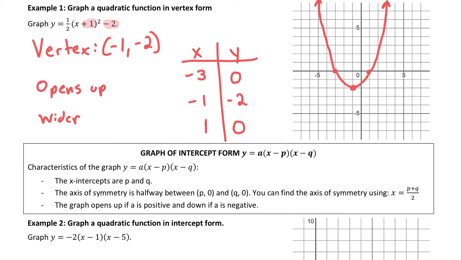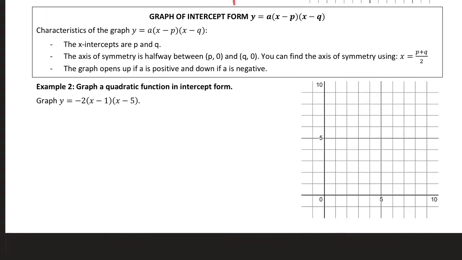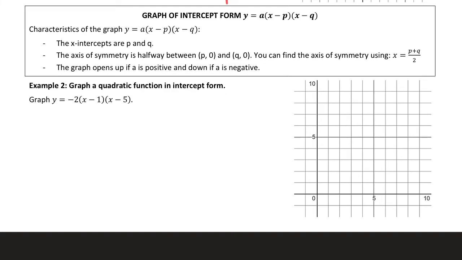So next is intercept form. What intercept form tells us is the x intercepts. It's got kind of the same thing. It's got a on the front, but it's got x minus p and x minus q. So in this function, the intercepts are p and q. Now, you see how it's x minus p, x minus q.